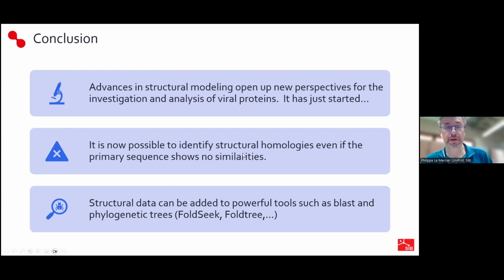It's possible to identify homology even if the primary sequence shows no similarities, which is useful for virology, because there is not much sequence similarity in this field. And we have new tools that are completely incredible. Tools that we used to have for sequences, like BLAST and phylogenetic trees, are available with structure now, with Foldseek, FoldTree, and everything that will be developed later. So that's really kind of a revolution, and I was happy to tell you what I learned about this.